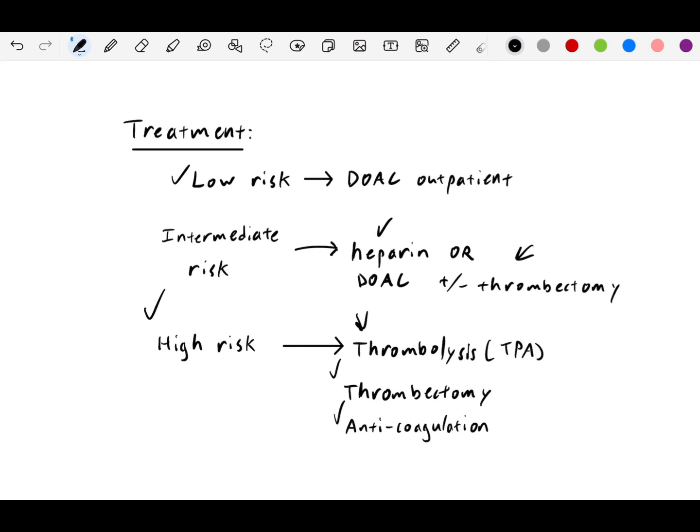All right, well, that's all I have for you guys today. I hope this little video was helpful and kind of helping break down the different classifications for pulmonary embolism.